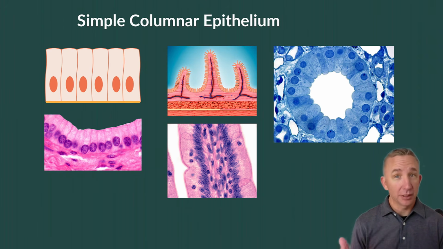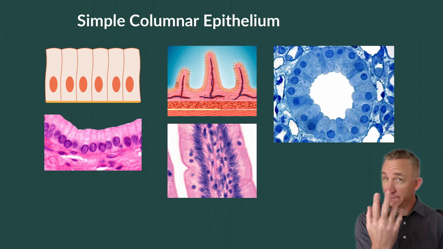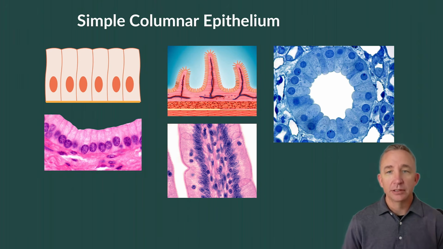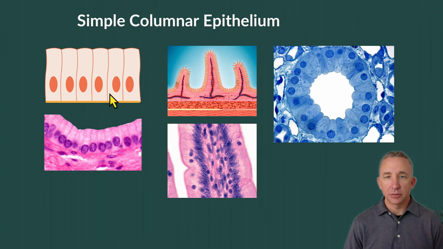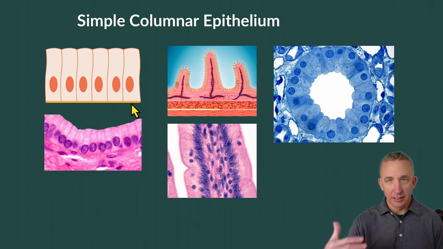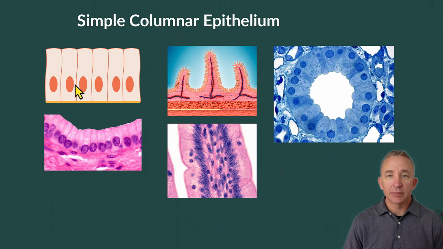Now we look at simple columnar. They tend to look more like rectangles, but a lot of times I see them as fingers or stubby fingers. Three different views of it. So we look at a pictogram of it. One thing I just want to share with you is when we look at columnar, the nuclei tend to be closer to the basal surface. Remember, we learned our polarity. There's two sides, apical surface and basal surface. And basal surface is that deeper foundational layer. And I look at those nuclei and we see them closer to the basal surface.